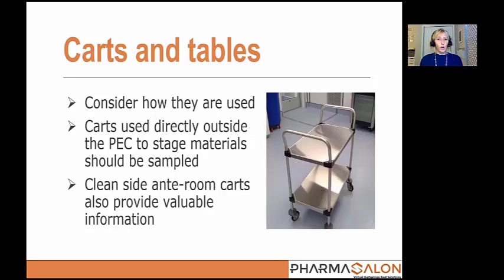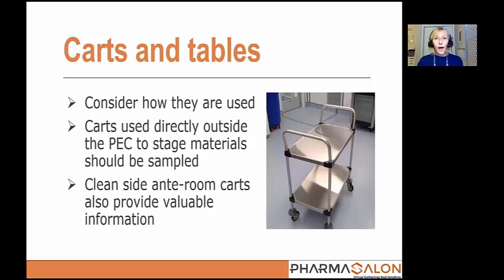want to make sure that we incorporate into the sampling plan would be carts and tables. The most important thing here is that you're considering how they are used. Carts that are going to be used directly outside of primary engineering controls to stage samples or to stage materials, we would sample. But since we're talking about the carts and the tables that are going to live in the ISO class 8 environment, how are they being utilized?